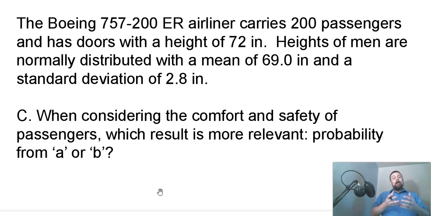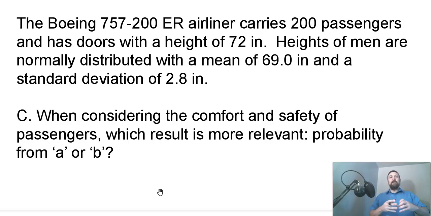So in this case, if they were going for just making sure the door height worked for the average person, they're excluding tall people. They're saying we don't really care about tall people, we just care about average height people being able to fit through our door. And that's probably not the best approach to take. So in considering the comfort and safety of passengers, maybe I don't know so much about safety, but comfort-wise, you should consider the probability from part A, because you want individuals to feel comfortable, not groups of 100.